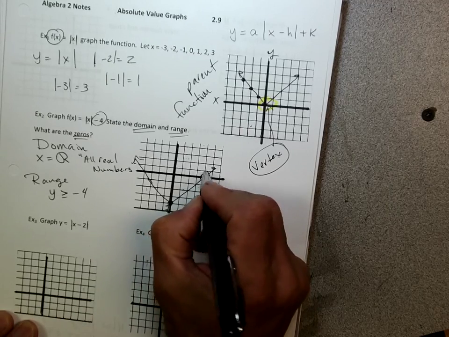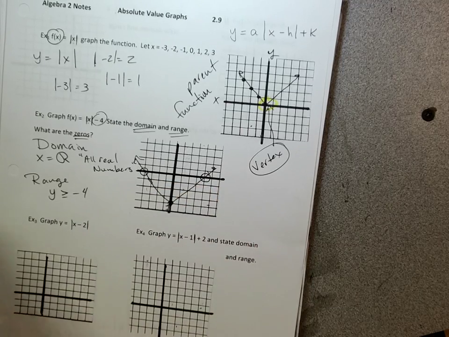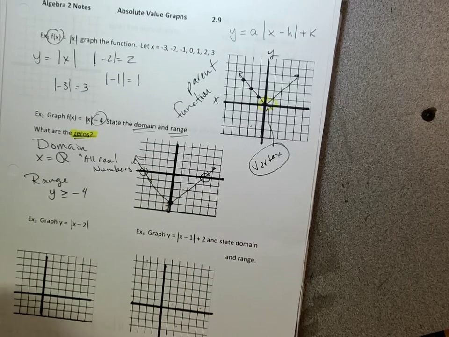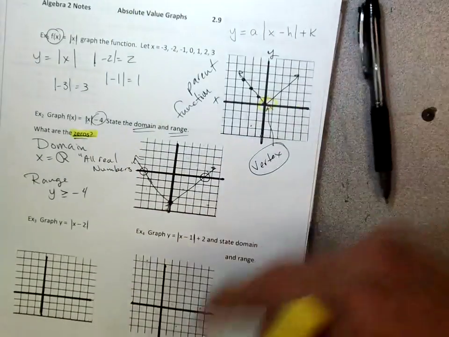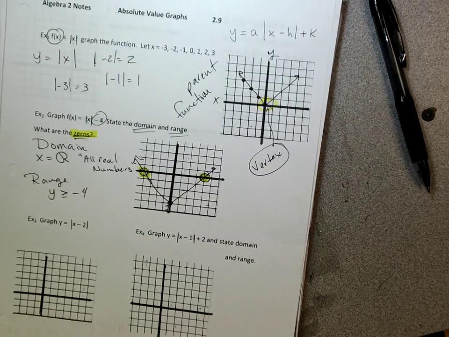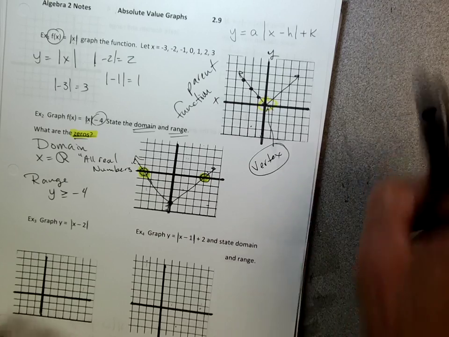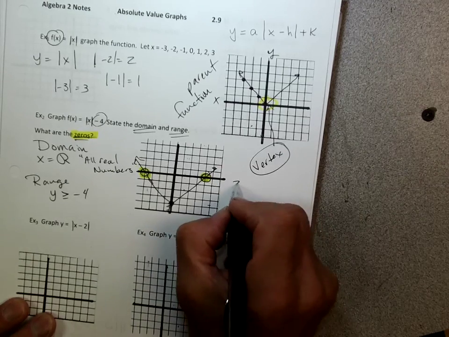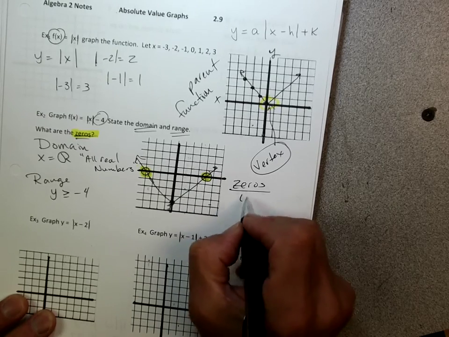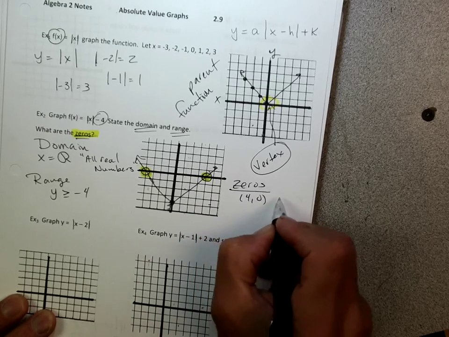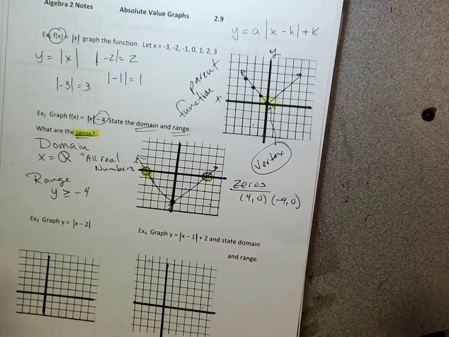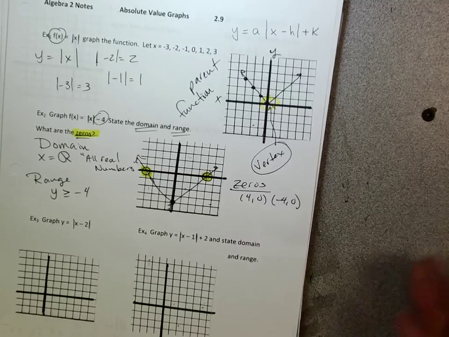There and there. Those are my zeros. My zeros are where the graph has a height of 0. So my zeros are there and there. My zeros are where the graph has a height of 0, okay? So my zeros in this particular graph happen to be at (4, 0) and (-4, 0). Those are the zeros, okay? Not too bad.